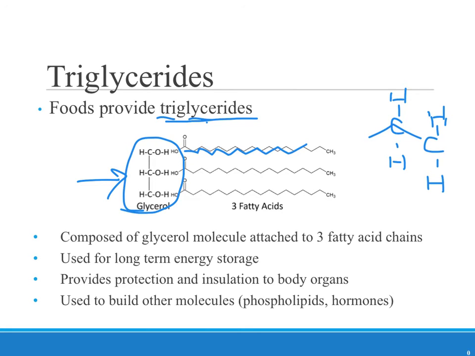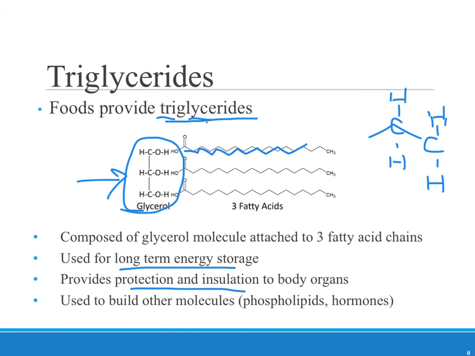Triglycerides then are the fats in the foods that we eat. It is used in our body. It is stored because it'll store a lot of energy. It stores calories more densely than any other molecule. But fat also has other important roles. It provides protection and insulation around body organs.